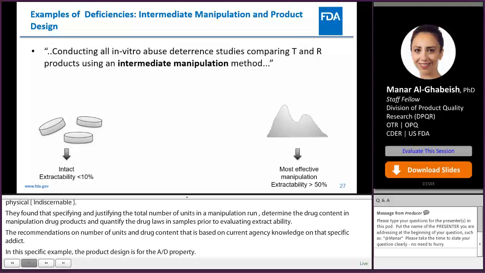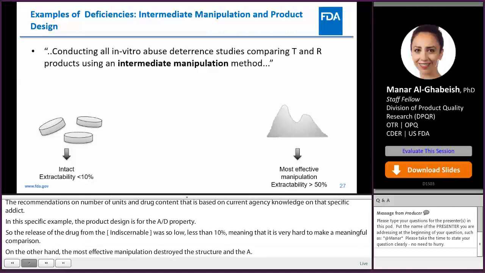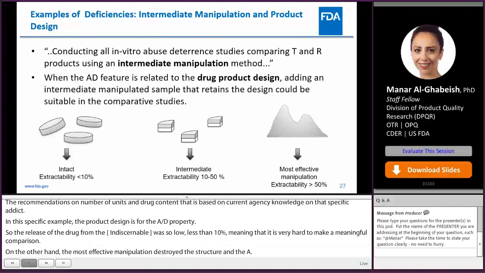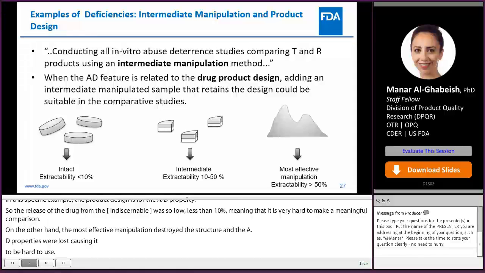On the other hand, the most effective manipulation destroyed the structure and the AD properties were lost, causing very high release, like more than 50%, so that even R failed. That's why introducing an intermediate condition that retains some of the structure could be more suitable in the comparative studies.